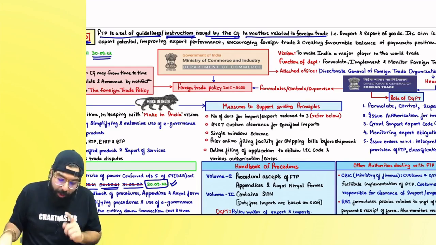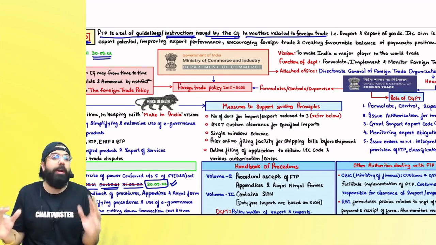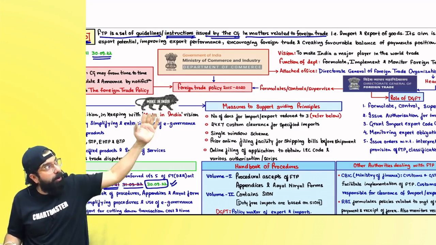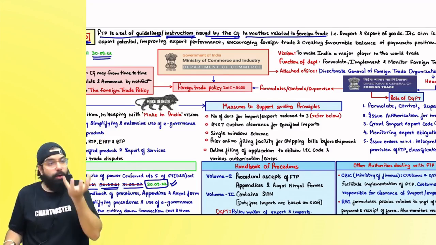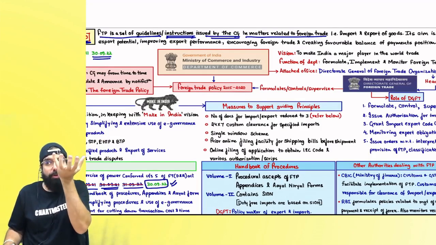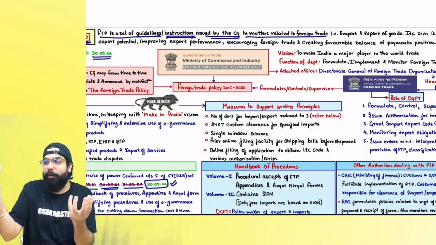So, foreign trade policy is the main thing which they go ahead and look at: your export potential should go up, you should earn foreign currency from outside India. Now, your income from outside India should be more than your spending outside India. You spend 1 crore and you earned only 50 lakh from outside India. Will you ever become rich?